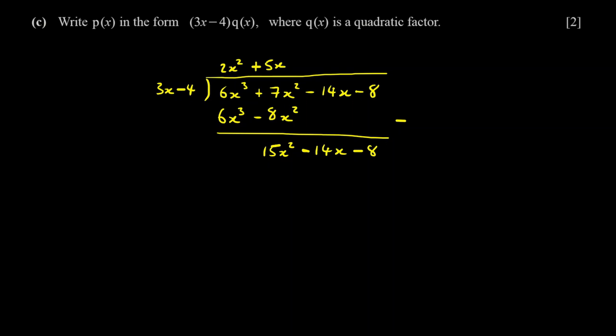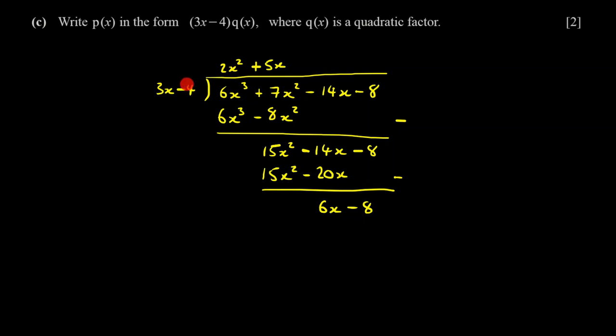And so if we were to take that 5x now and multiply it by the 3x minus 4, we get 15x squared minus 20x. And again, we're going to subtract off. 15x squared minus 15x squared is 0. And minus 14x minus (minus 20x) is 6x. And so 6x is our new leading term.